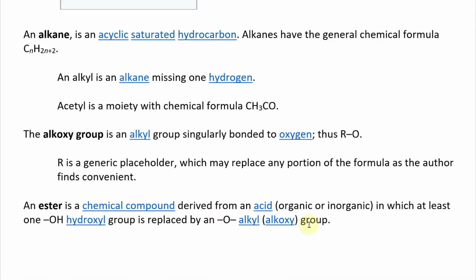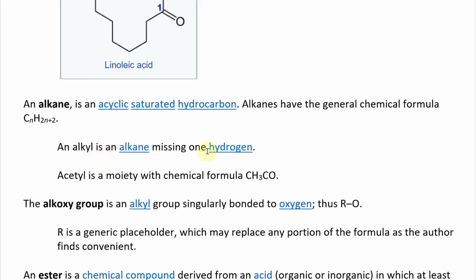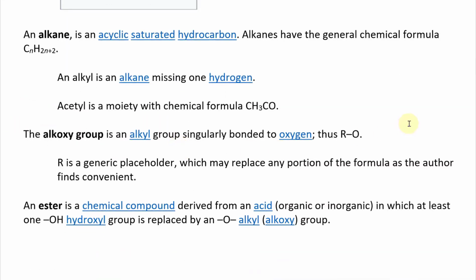So an ester of the fatty acid replaces the hydroxyl OH with this O-alkyl. We could call that R. In other words, this alkoxide right here, R-O. An alkyl is an alkane missing one hydrogen. So this alkane is an acyclic saturated hydrocarbon, looks like this, and then you just take away that hydrogen and call it R, which is again a generic placeholder for whatever this alkane missing a hydrogen is.